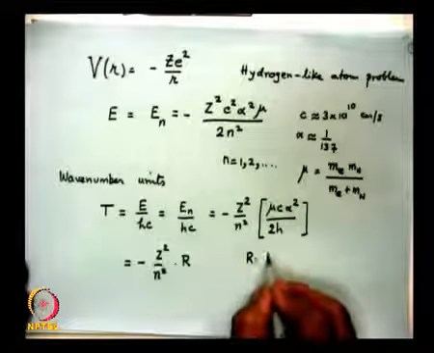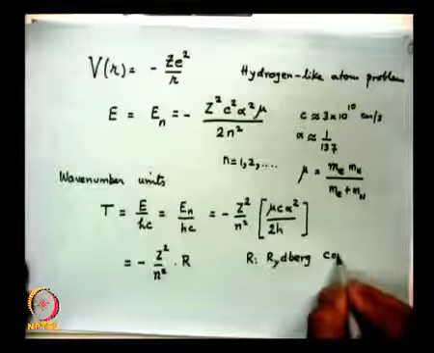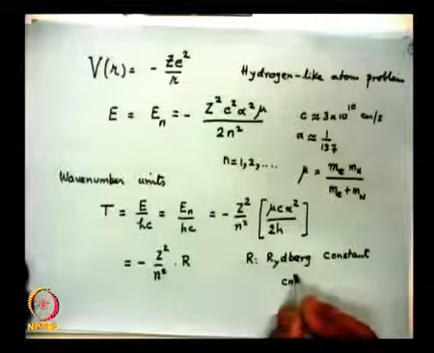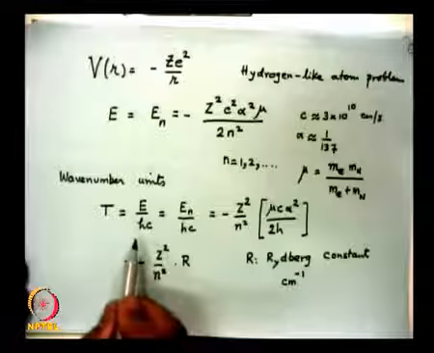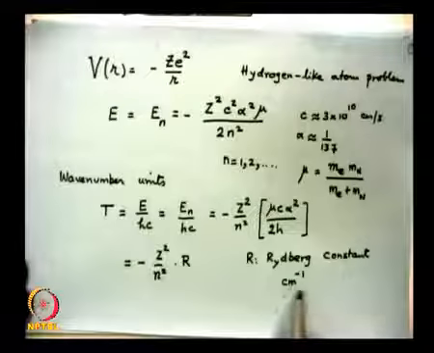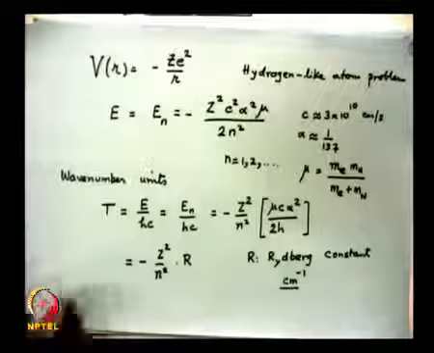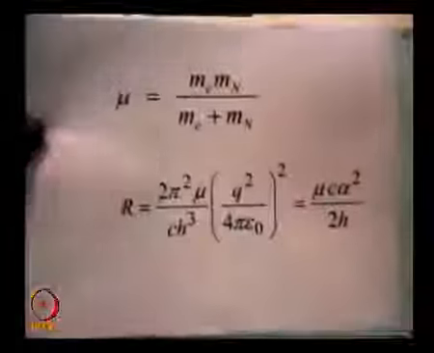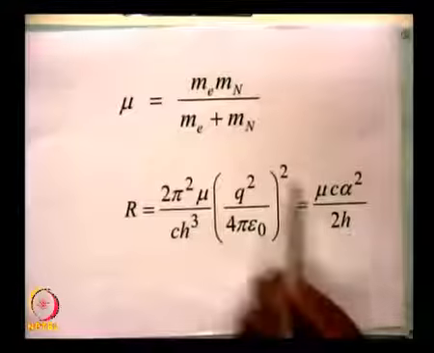Rydberg constant, after the physicist Rydberg, and its dimensions in CGS units is centimeter to the power of minus 1. So, in spectroscopy the energy is measured in wave number units, which is centimeter to the power of minus 1. And as I had mentioned, the value of the Rydberg constant is equal to mu c alpha squared by 2h, and mu is the reduced mass.